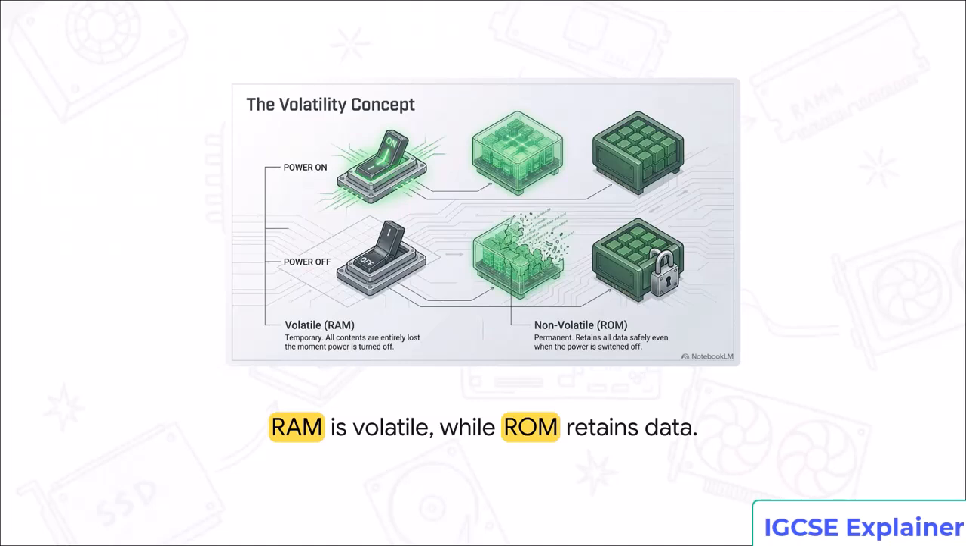It's a concept called volatility. Because RAM is designed for pure speed and temporary work, it's highly volatile. The very second the power switch flips off, everything on that active drafting table just vanishes into thin air. ROM, on the other hand, is non-volatile. Even when the power is completely cut, that locked safe permanently retains all of its data.